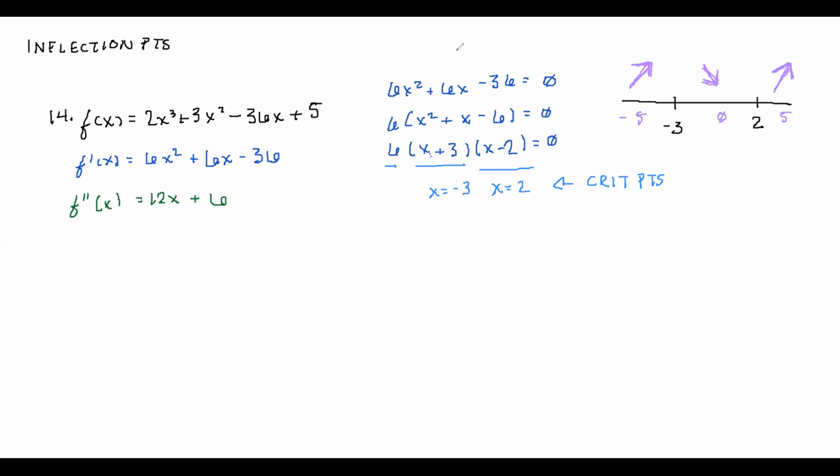And we're going to end up with a max or a min at x is equal to -3. Max. And then at x is equal to 2, we have a min. Awesome. Okay, so that was our first derivative stuff. Next, we need to do our second derivative stuff.